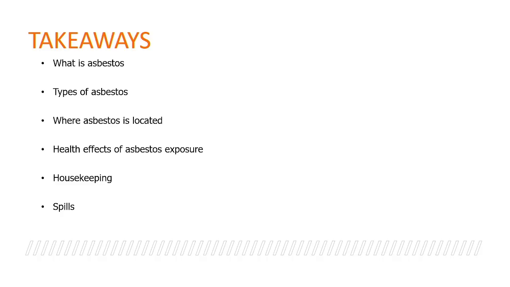So here are some of the takeaways from today's training. We talked about what asbestos is, what it looks like, what the most common types are, where it's located, where you can look for it, or where you can find it, some health effects of asbestos exposure, some general housekeeping, and then what spills are, what to do whenever you find an asbestos spill.